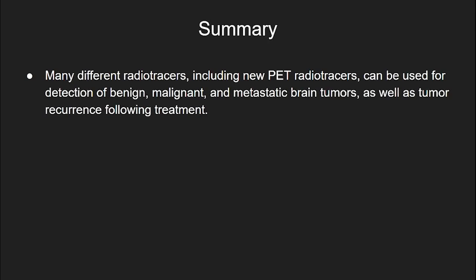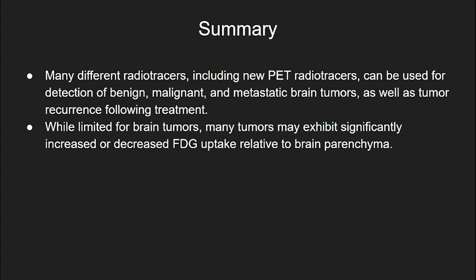So in summary, there are many different radiotracers, including new PET radiotracers that are coming out that can be used for detection of benign, malignant, and metastatic brain tumors, as well as tumor recurrence following treatment. While it is limited for brain tumors, many tumors may exhibit significantly increased or decreased FDG uptake relative to the brain parenchyma, so it is always important to carefully scrutinize FDG PET-CT to particularly assess for brain metastases from a distant primary tumor.